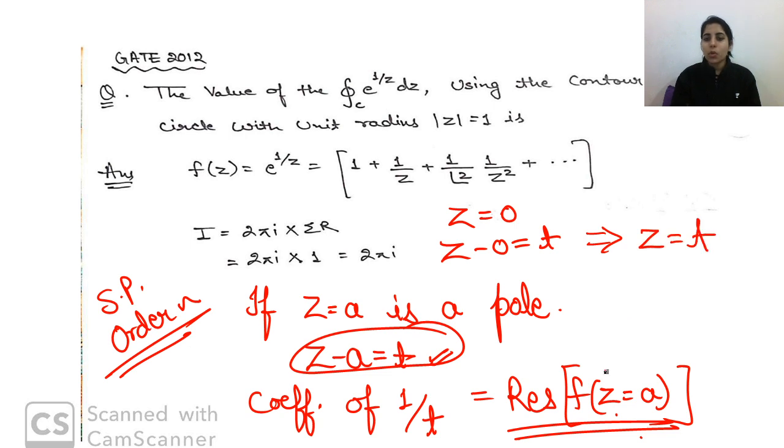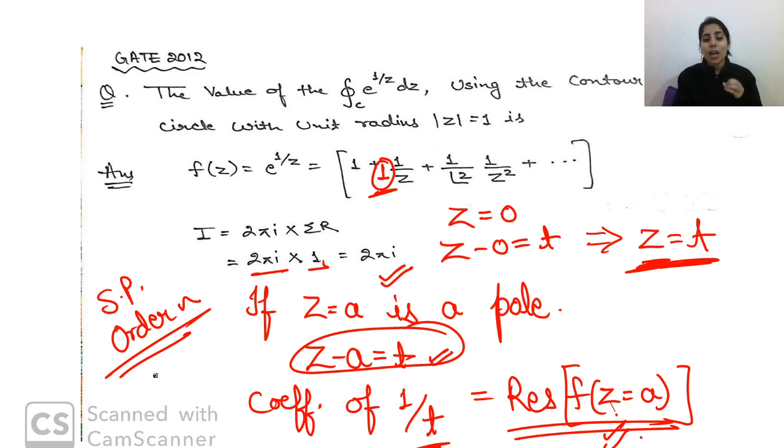That means if I want to know the residue for the pole z is equal to 0, I just need to check the coefficient of 1 upon t, or I can say 1 upon z, because in this case z and t are equal to each other. So what is the coefficient of 1 upon z? That's 1, which is the residue. So finally the answer is integration is equal to 2 pi iota into the sum of residues, which is 2 pi iota into 1, because the residue is 1, and the answer is 2 pi iota.